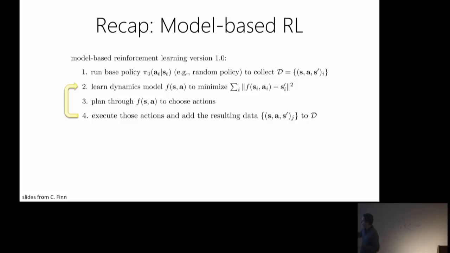So to recap, we're going to work with the 1.0 version of the algorithm, but the same story holds for 1.5 and 2. The version 1.0 of the model-based RL algorithm consists of collecting some data, training your dynamics model to predict the future, using it to choose actions, and then executing that planner to get more data so that you can retrain your model.